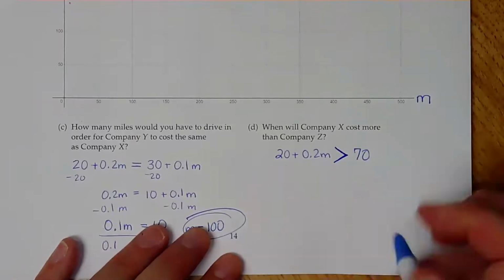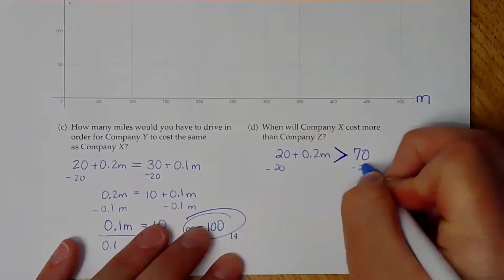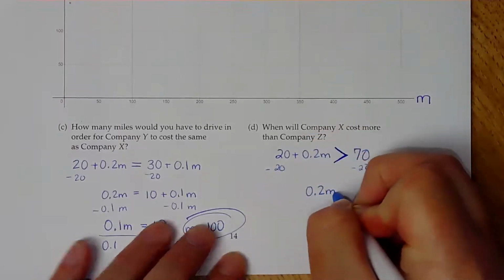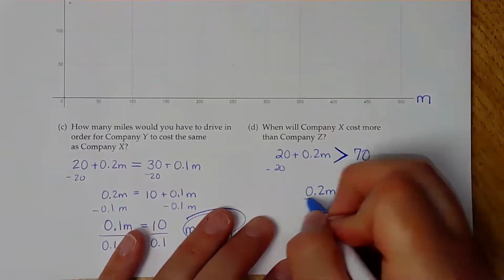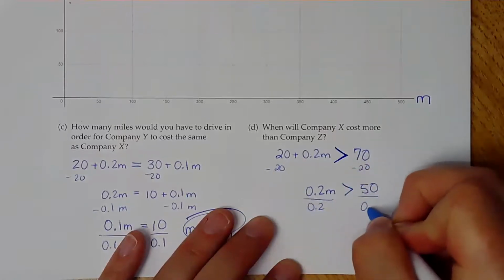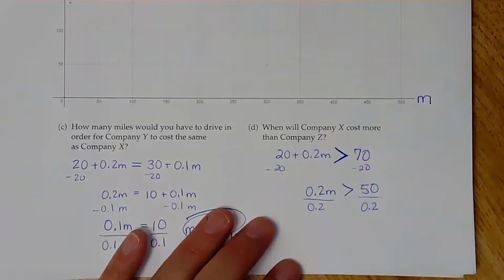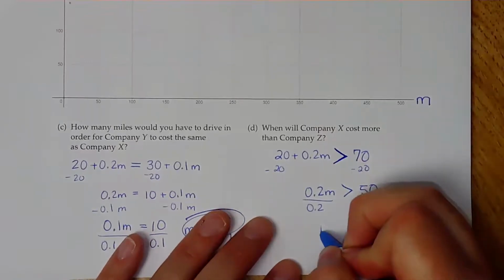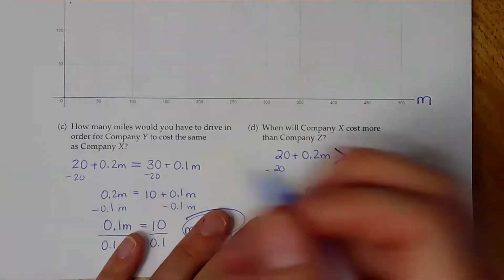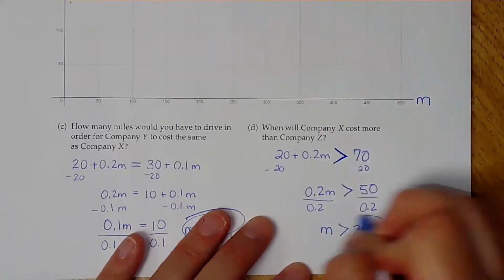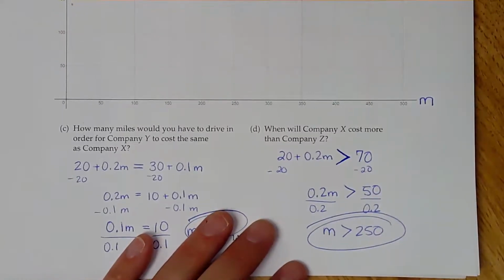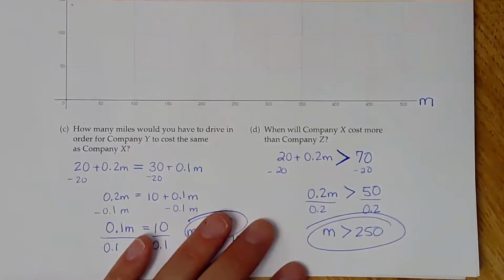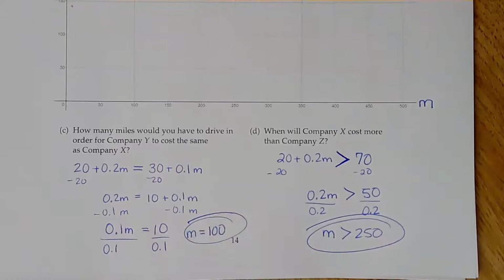To do that, I'm going to subtract this 20 over to the other side. That gives me 0.2 M is greater than 50. And then I'm going to divide by 0.2. Since I'm dividing by a positive number, all I have to do is divide. I don't have to worry about any extra work here, which is nice. And I get M is greater than 250. So if I'm going to drive more than 250 miles, then company X is going to cost me more money. So if I was a savvy consumer, if I knew I was going to drive more than 250 miles in a day, I would rent from company Z instead of company X.